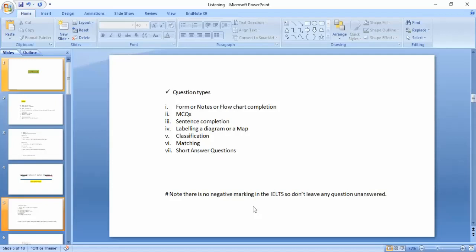So note there is no negative marking in the IELTS. So don't leave any question unanswered. Unlike PTE, where you will be given a negative mark for any incorrect answers, in the case of IELTS you will not be given -1 for each wrong answer. Okay, so always try to write something. Try to make an educated guess. Try to write something from what you remember.